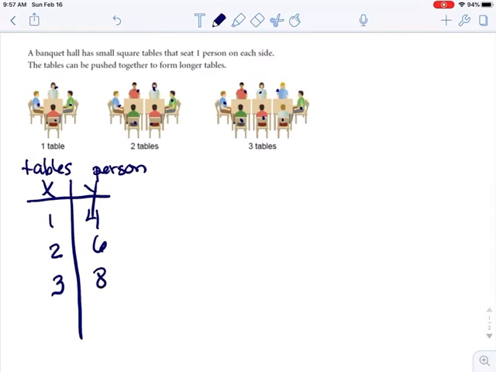Second step, we need to write our equation. So y equals mx plus b. And we're always going to start with finding the m. We find the m by looking at our table of values, so we need to find the pattern here. 4 to 6, we're adding 2, and 6 to 8, we're adding 2. So our m is going to be 2.